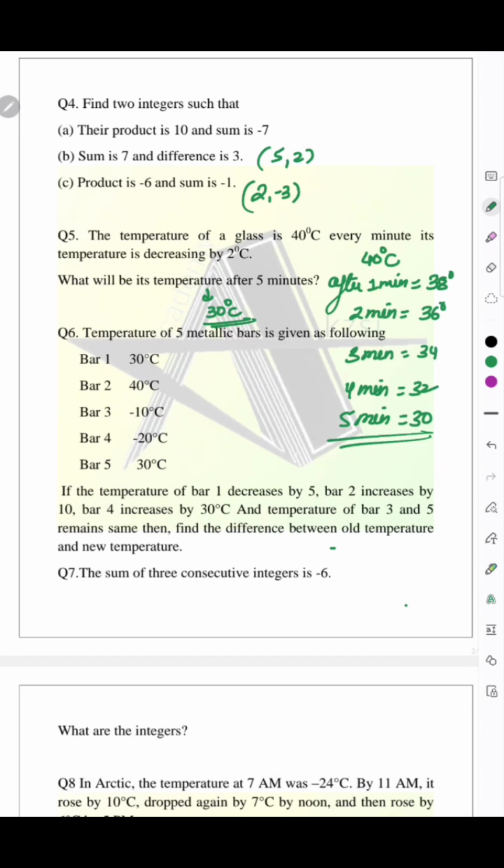Also, simple, what you can do, every minute it's decreasing by 2 and in 5 minutes it will be 2 into 5. That means it will decrease by 10 degrees. So 40 minus 10 will give me 30.